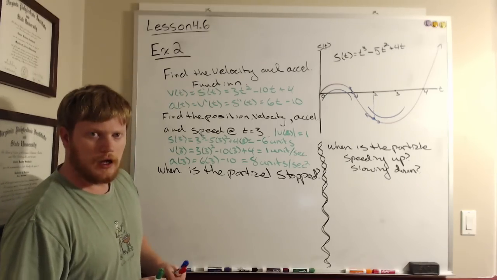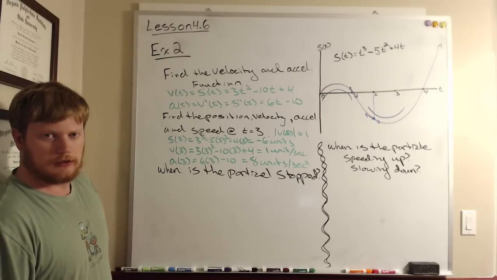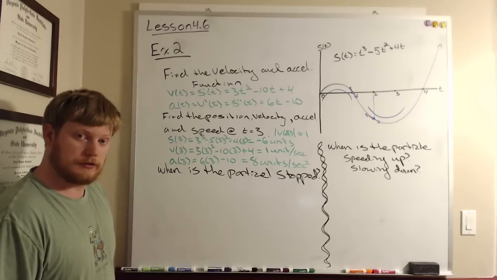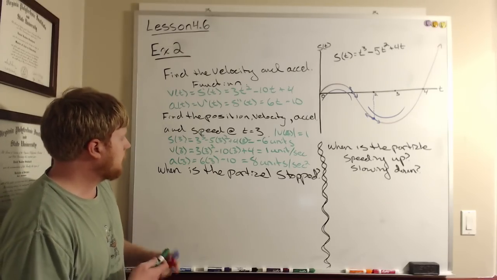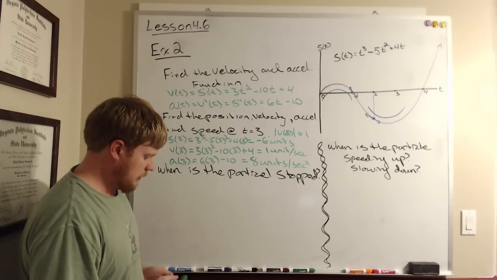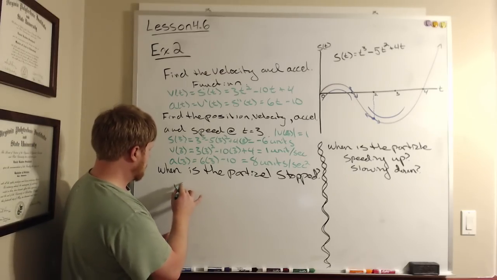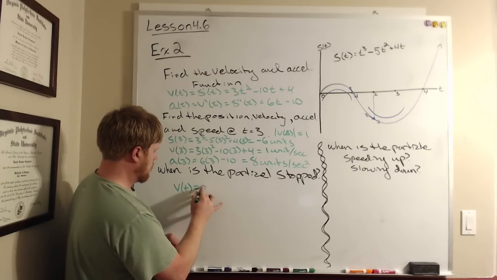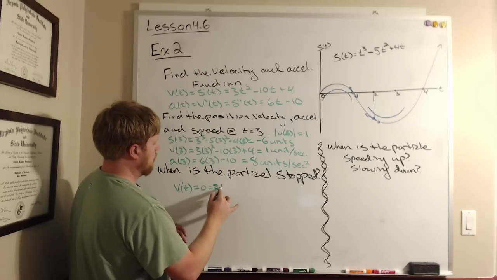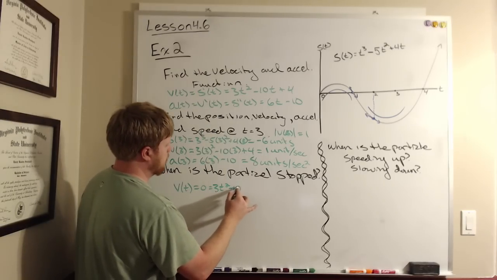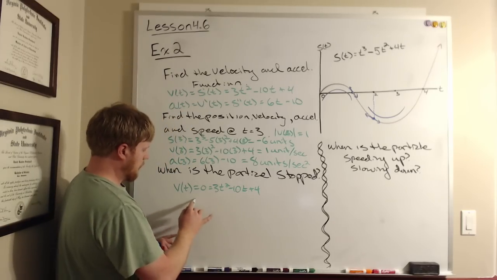Okay. Now, when is the particle stopped? When something's not moving, it has 0 velocity. Right? So that's what we want to say here. We want to let the velocity equal 0, which is 3t squared minus 10t plus 4. And when that's equal to 0, we're going to have to end up doing a quadratic formula.